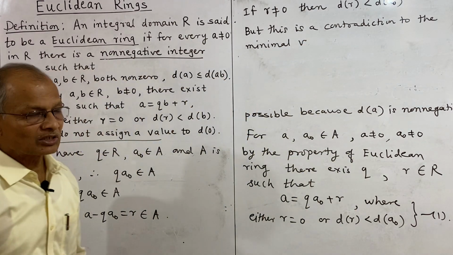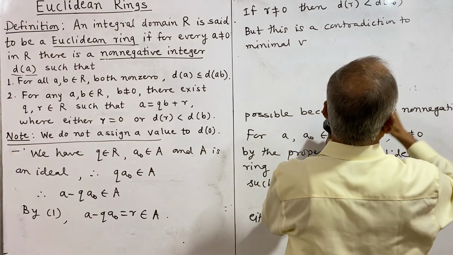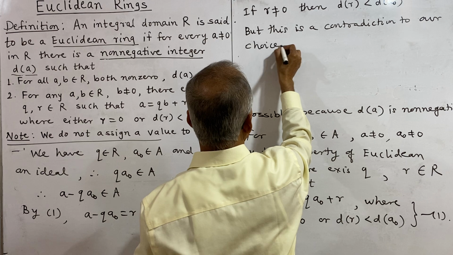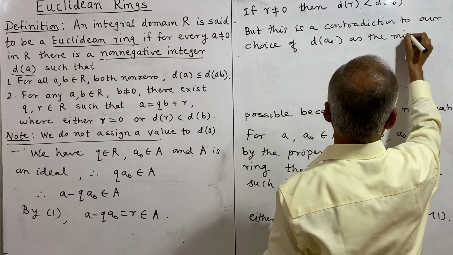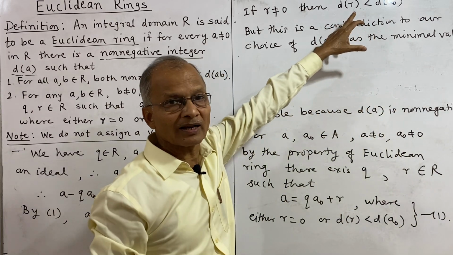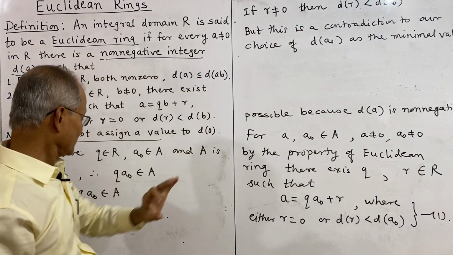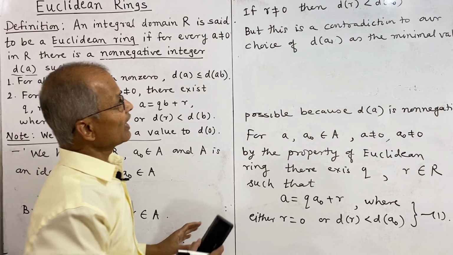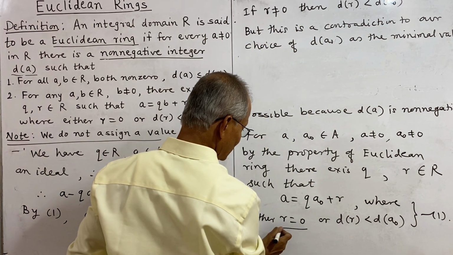This is a contradiction to our choice of d(a naught) as the minimal, or smallest, value. Here we obtained d(r) smaller than d(a naught), and that is a contradiction because d(a naught) is the smallest, and there cannot exist r belonging to A whose d value is less than d(a naught). Thus this is not possible, and therefore what is possible is r equal to 0.